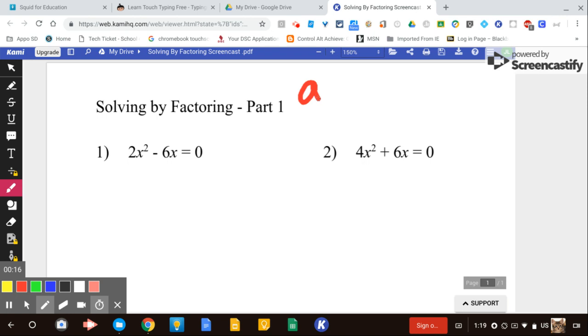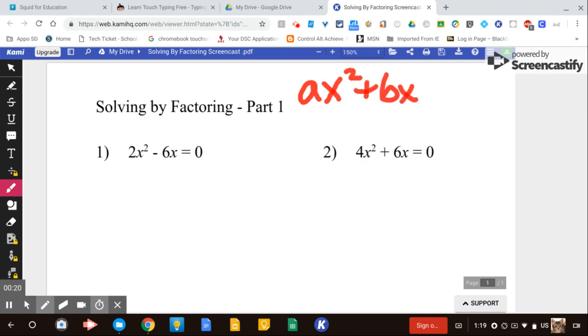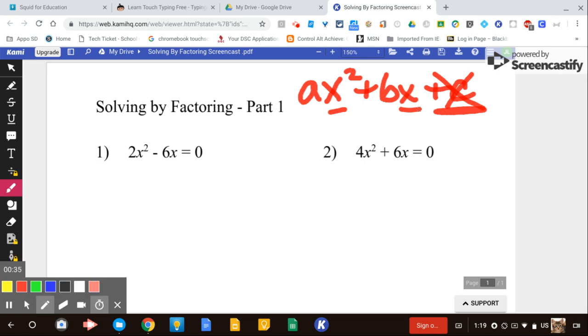If you remember, ax squared plus bx plus c is standard form. Notice in these two, this is missing. I don't have this. So that means I've got a common factor. Maybe more than just x, but at least I've got x. So that's what I'm going to be doing here, is I'm going to be taking a look at how to solve with this. This is review.